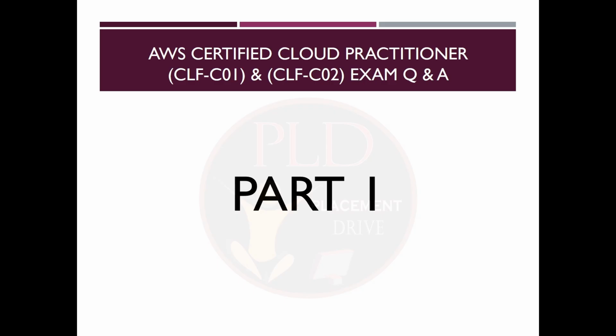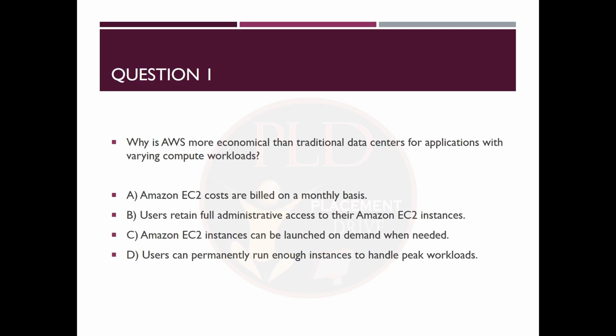So let's see the first question. So here is the first question. Why is AWS more economical than traditional data centers for applications with varying compute workloads?